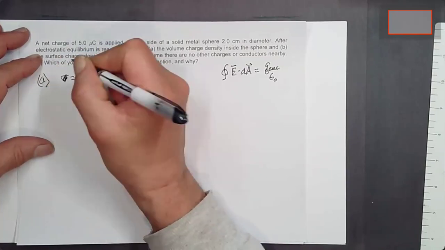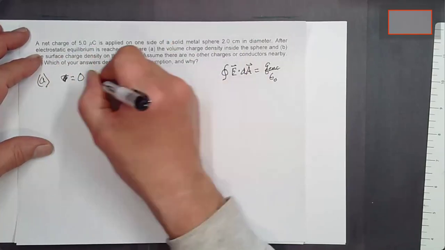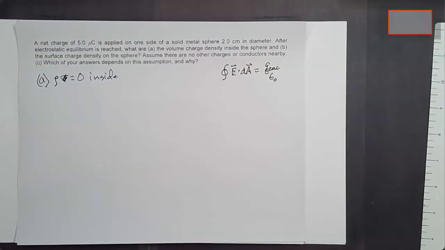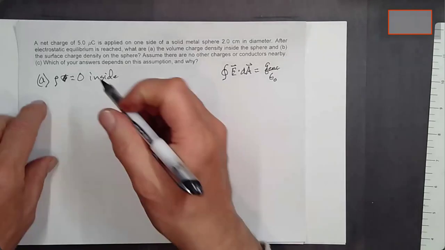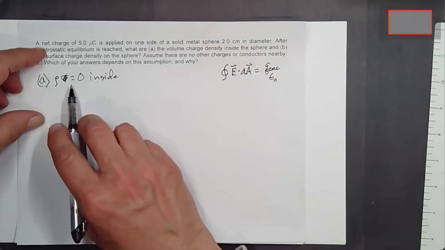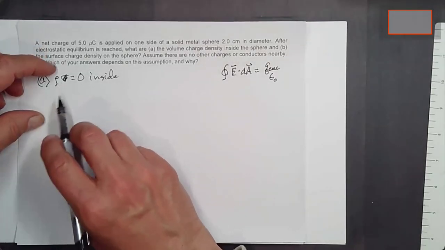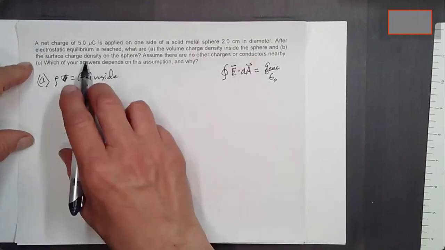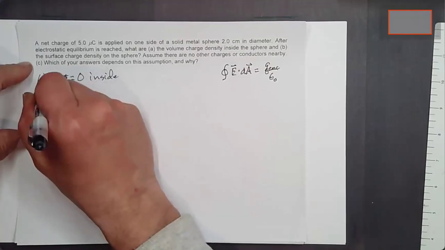Actually, for volume charge densities, we often use the letter rho, I think, if I can remember right. I can't remember what your book uses for sure, but that would be the volume charge density. Okay, but then it asks the surface charge density on the sphere.